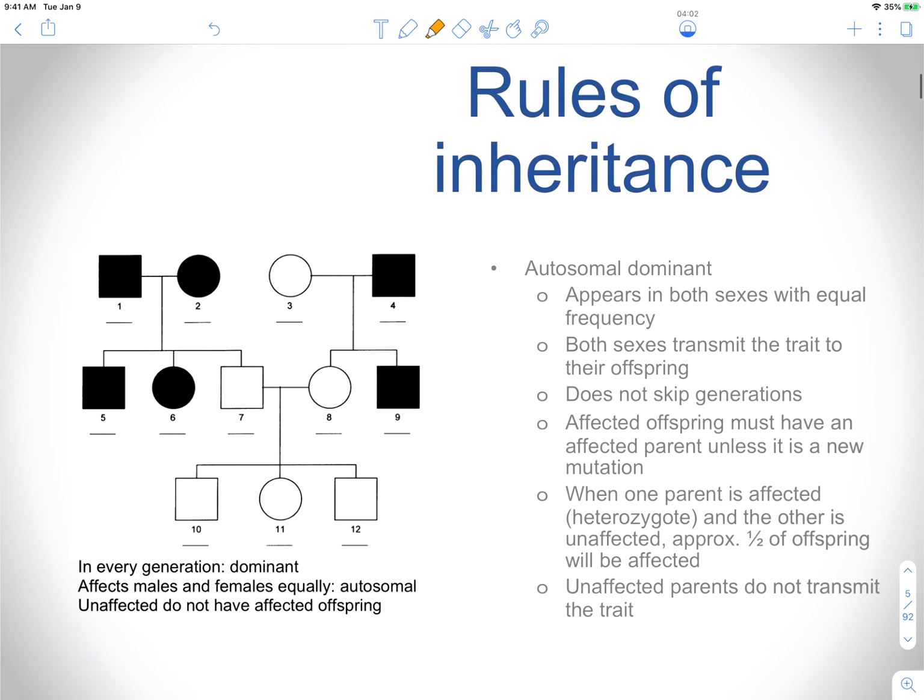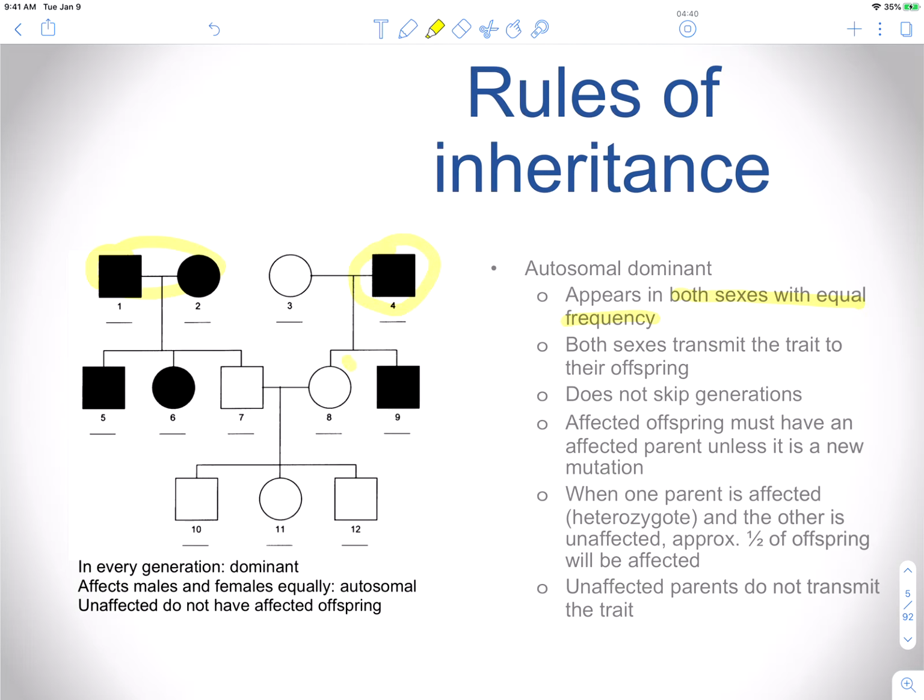Now, autosomal dominant has similar rules to recessive in that it has to appear in both sexes with equal frequency. When you look at this, you can see there are 4 males and 2 females. It's a little bit off, but it's close enough, and it is still showing up in both males and females. Both sexes can transmit the trait to their offspring. You have a male who is transmitting, and here both the male and female are affected, so they're both obviously transmitting. It does not skip generations, so you can see that the affected generation passes it down to the next.